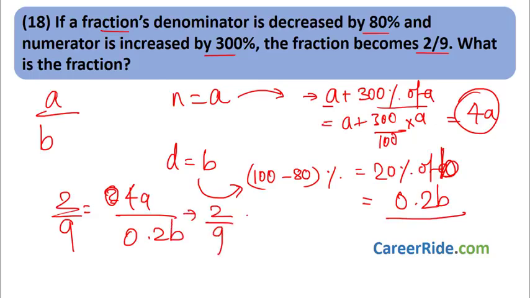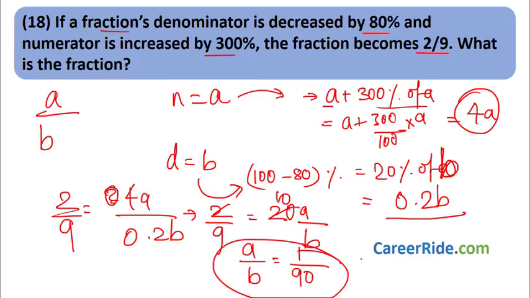Okay. This would be 2 upon 9 would be equal to 20A upon B, right? This becomes 10. So A upon B would be equal to 1 upon 90. This is the answer. This is the fraction. Question number 19.